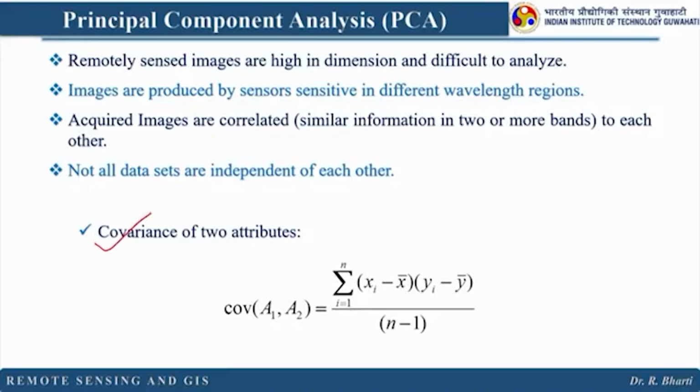The variance you can calculate for one variable, but covariance can be calculated for 2 different variables. So if you have covariance, you can easily find out whether both the data sets are varying together or they are independent of each other. So that is the importance of this covariance here.